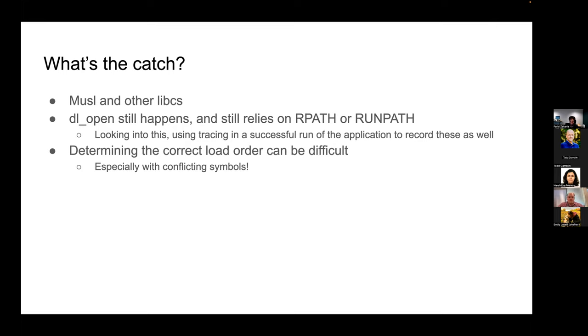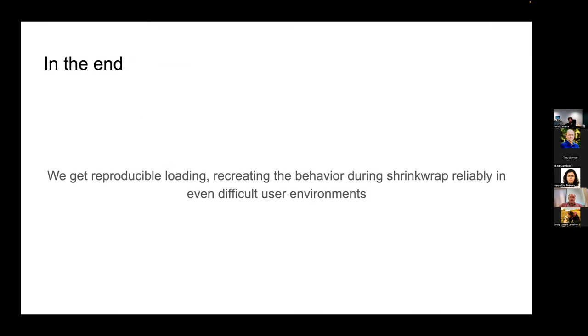And finally, determining the correct load order can be difficult. You can end up with multiple libraries providing symbols, and it matters which one comes first. But in the end, we get reproducible loading. We can recreate behavior during the shrinkwrap phase reliably in difficult user environments, which makes it easier for us to reproduce things when we need to run them later, even if there have been significant system changes. And that's shrinkwrap.